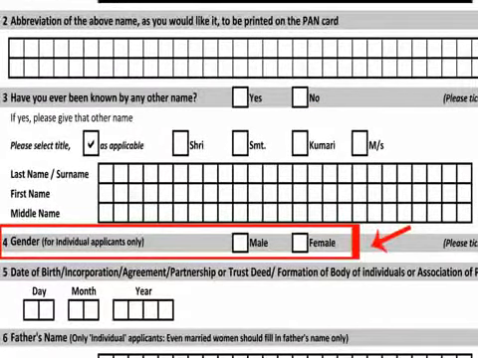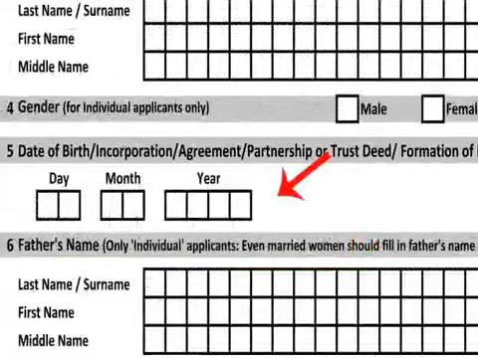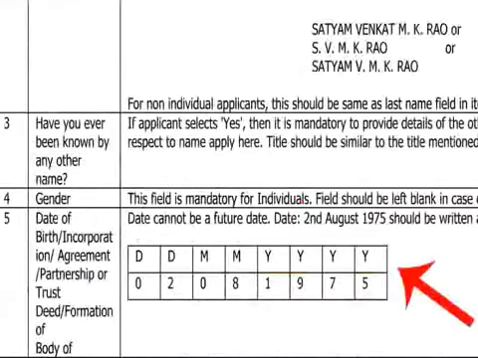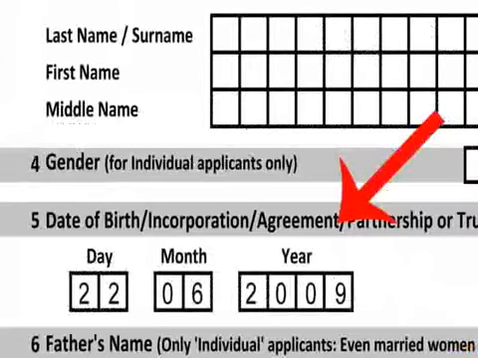Item 4, the gender field, should be filled only by individual applicants. The item 5 section asks for date of birth. The dates expected from different categories of applicants are specified in the form. Example, a company should provide its date of incorporation.